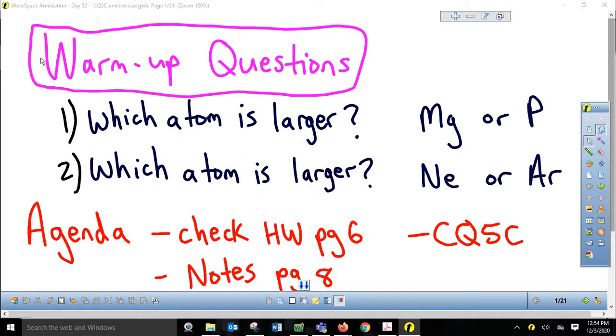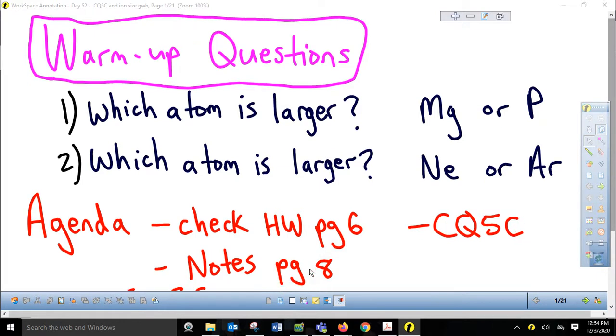It is Mr. Lehman, and today we're going to take a look at two questions to start out, two answers to some page 6 problems that you did for homework last night, and then we're going to take notes on the top half of page 8, and then you're going to work on ChemQuest 5C today for the bulk of today's class. So we have two questions to start out, so I just want to walk you through my thought process here and how you should be attacking problems like you see on page 6.